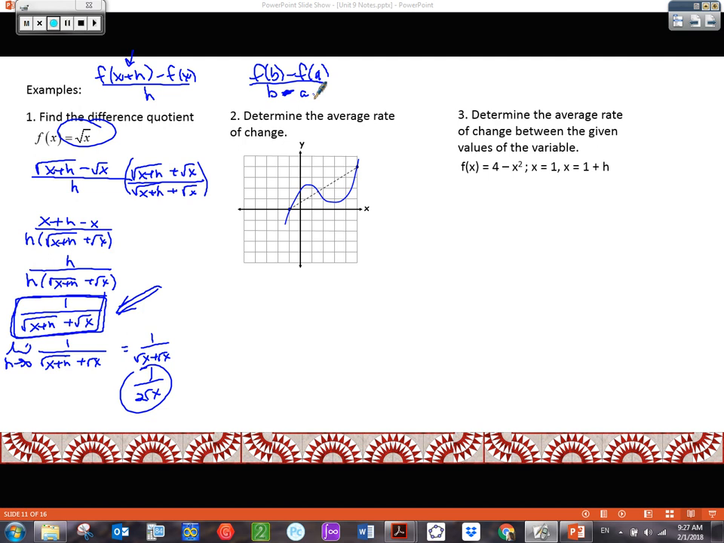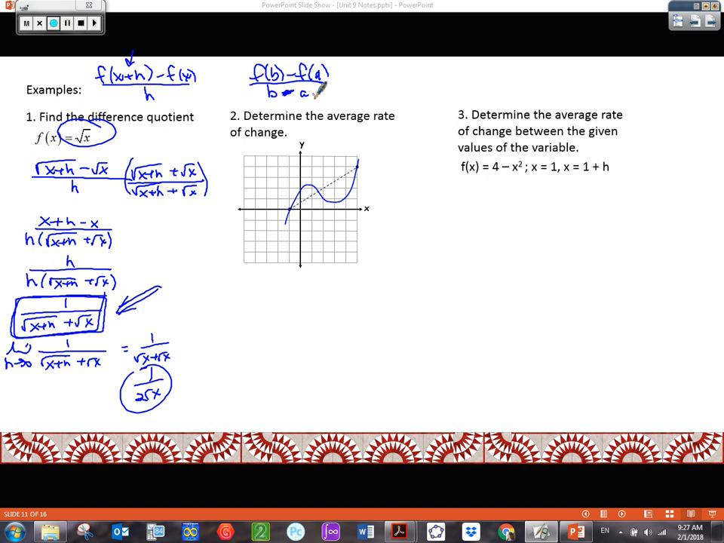So what some students like to do is write out what a and b are, and write out what f of a and f of b are. They like to write all that out. Some students just want to plug right into the formula. You can do whichever one you want, but you do need to use the formula. Okay, whichever one. I'm going to go ahead and write them out because I know some students like to do that.